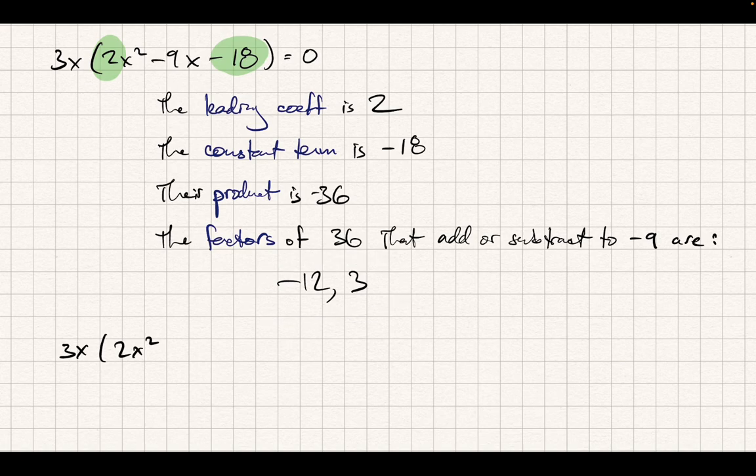Negative 12. Yes. Good job, Miley. Plus 3x, minus 18. And then you just factor by grouping the middle part.